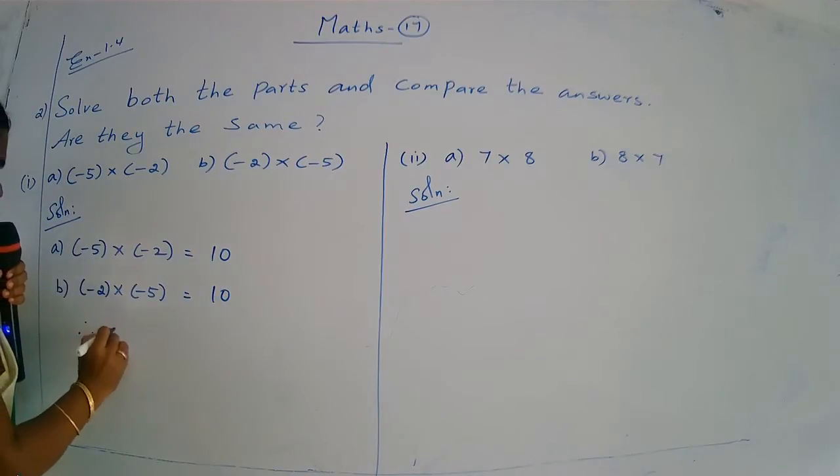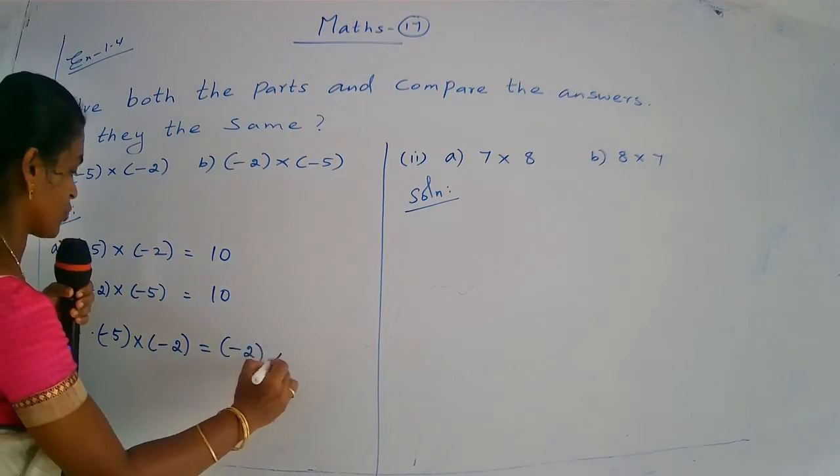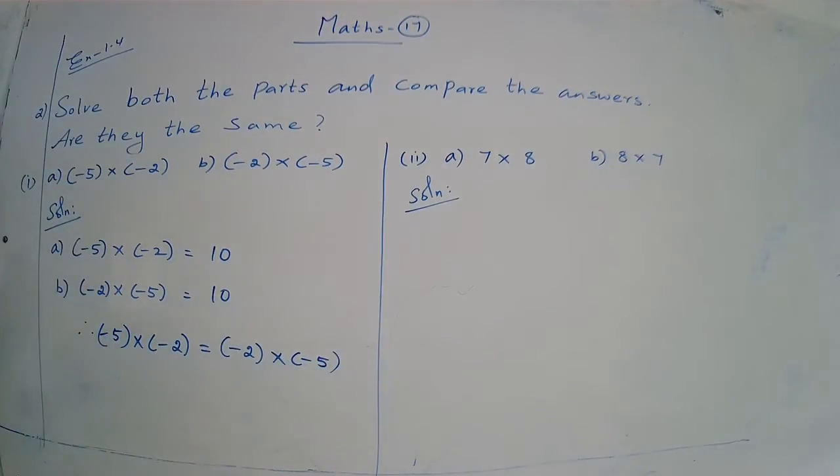Okay, children? Listen carefully. Here A part, B part is given. Two parts are given. So now first of all, you solve the parts. A part, what is that? Minus 5 into minus 2. Minus into minus plus, 5 2s are 10. Next, you take B part. Minus 2 into minus 5. Minus into minus plus, 2 5s are 10. We see that these two answers are same. So that's why these two parts are equal. So minus 5 into minus 2 is equal to minus 2 into minus 5. Are you clear? Yes.